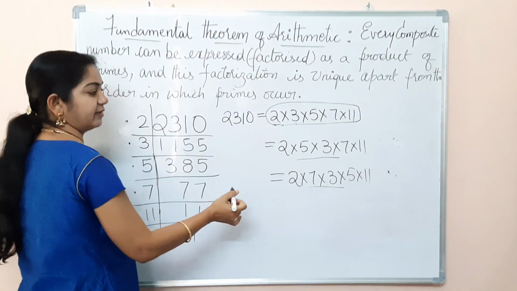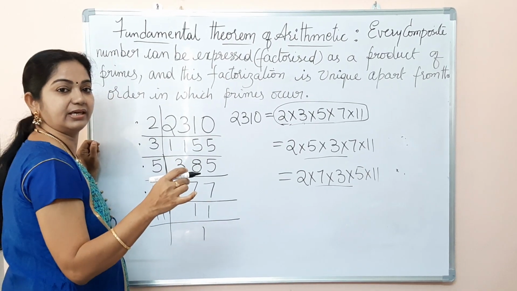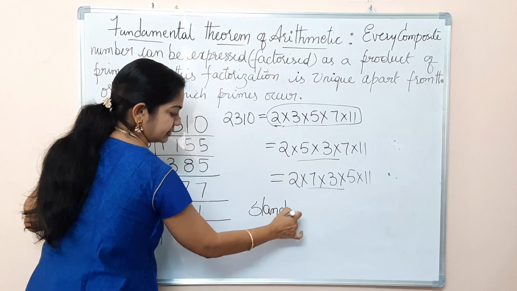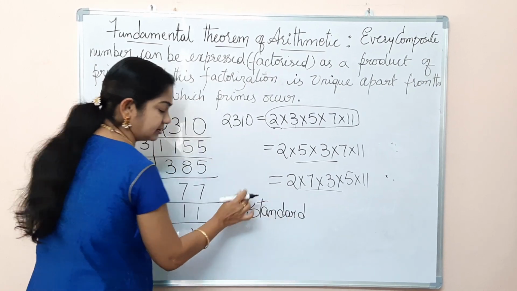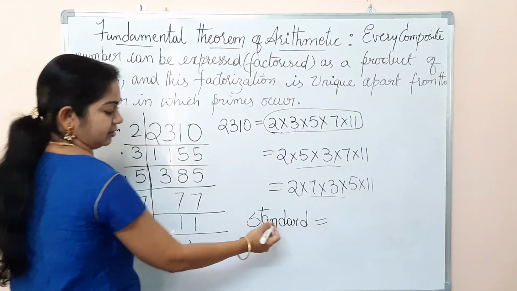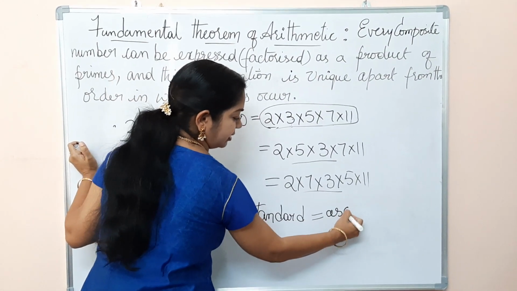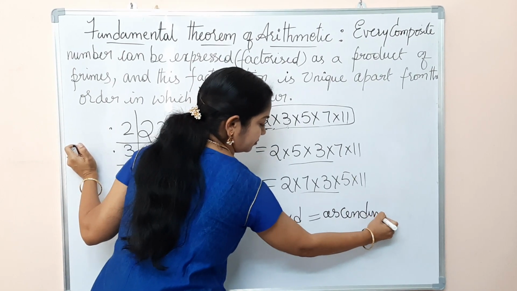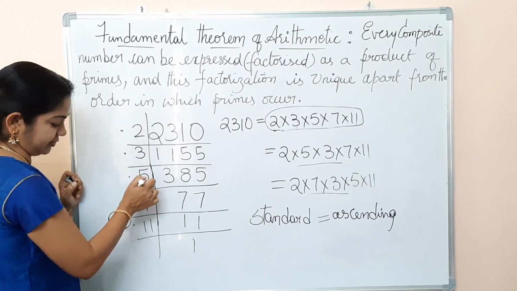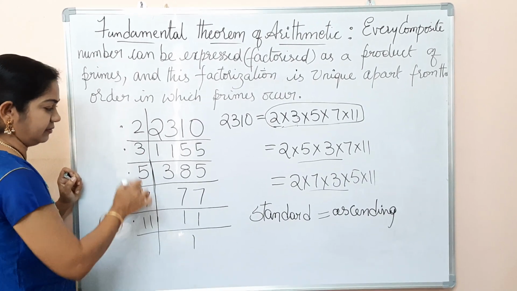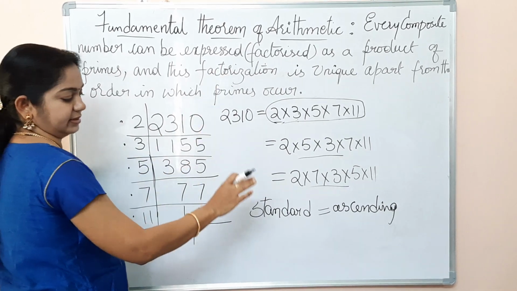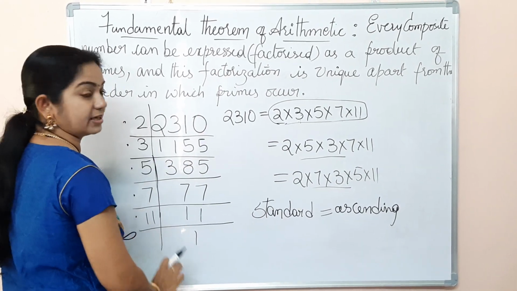So for our convenience, a standard is set. What is the standard? The primes are placed in ascending order. That means, see here, 2, 3, 5, 7, 11, in the order from small to big, from least to highest.